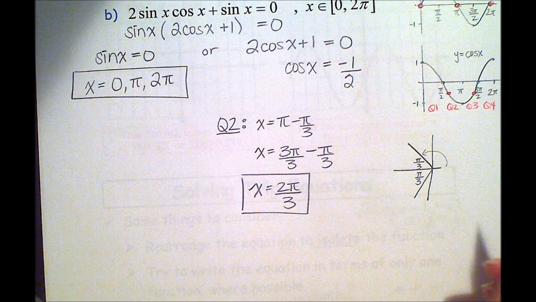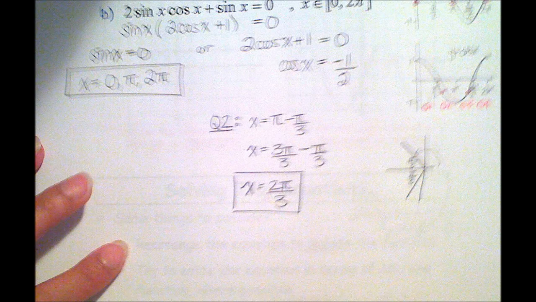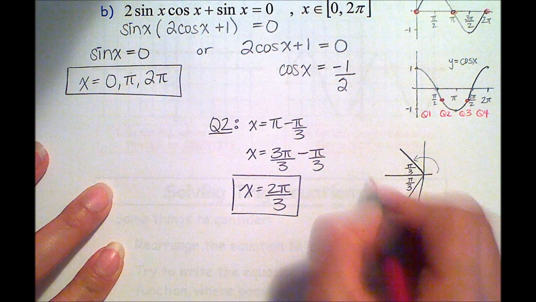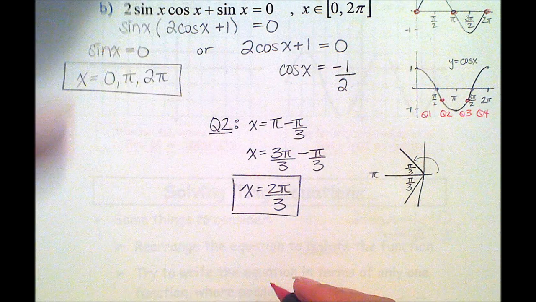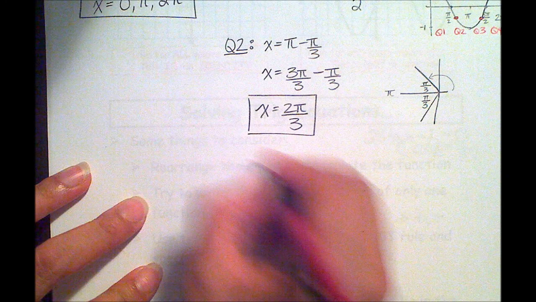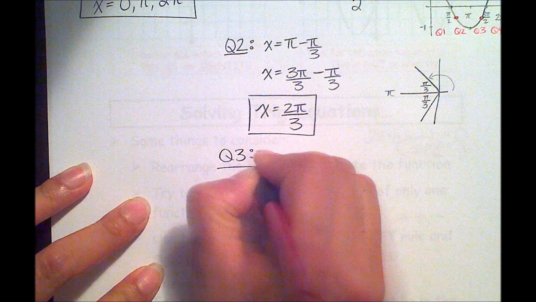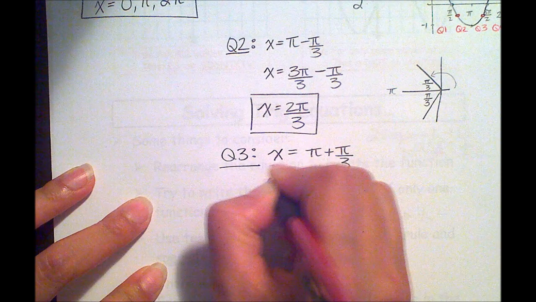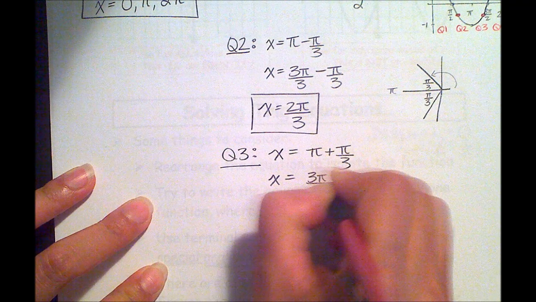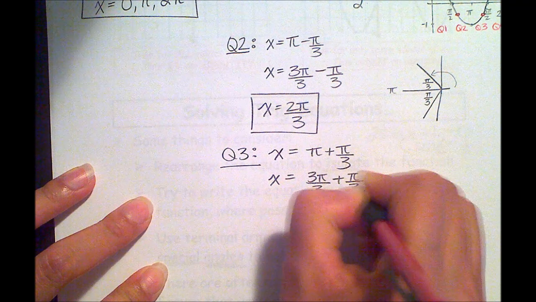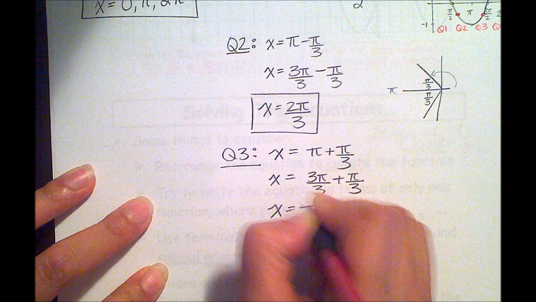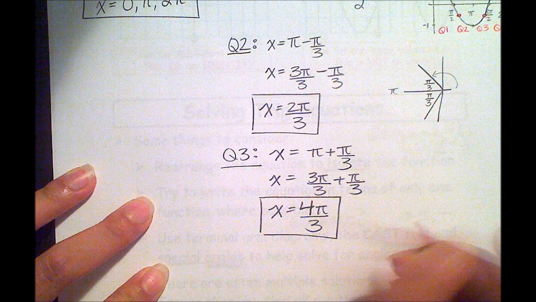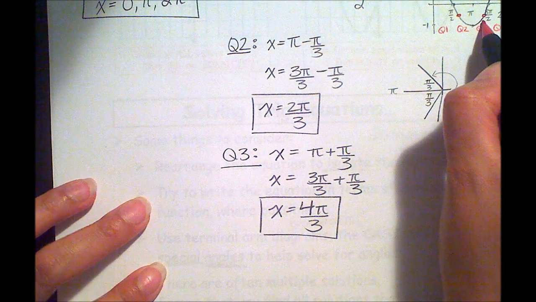The other angle, which is the one that's going to be over here, I would solve for by adding pi over 3 to pi. So it's going to be a little bit more than half a rotation. So I'll find the angle in quadrant 3. And so x is going to be equal to pi plus pi over 3. And so that's going to give me 3 pi over 3 plus pi over 3. So again, get a common denominator, which makes it 4 pi over 3. Okay? And so that's the angle that's in the picture over here. Okay? So there we go.